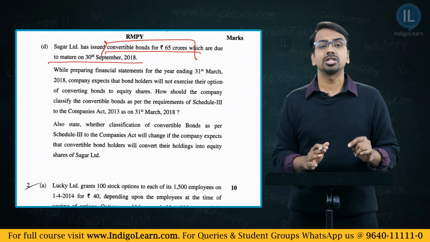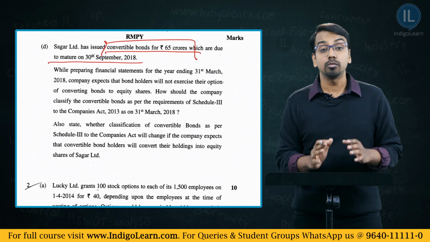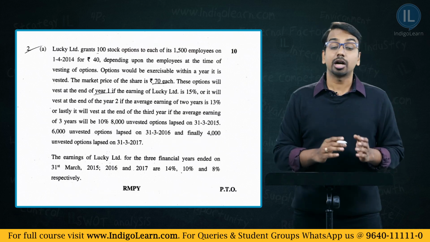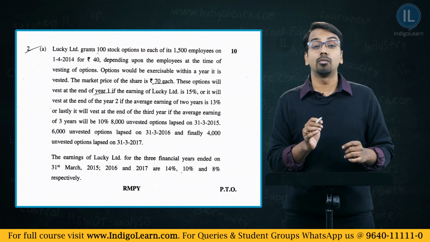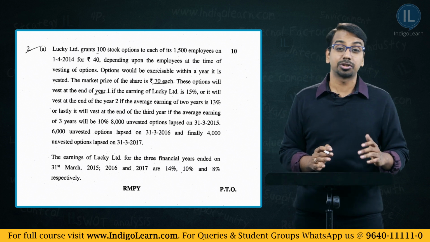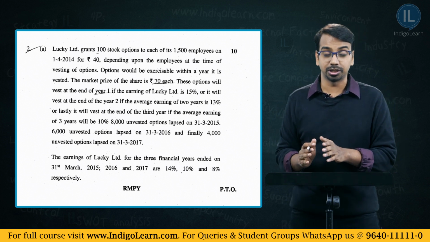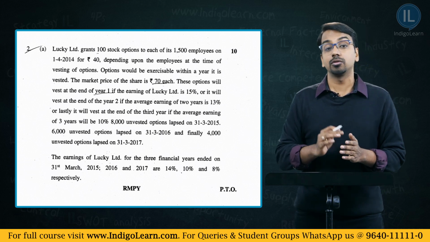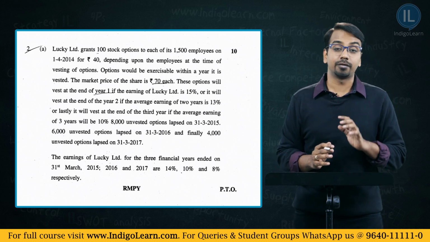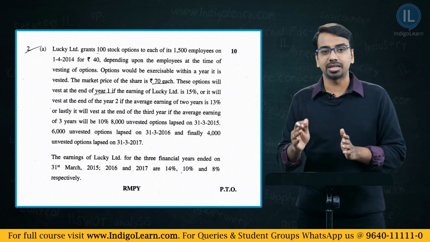So, the first 4 questions were pretty straightforward, and I hope most of you would have done them well. Now, coming to the second question. This question was more or less adapted from an existing question given in the study material, which talks about certain average profits which have to be achieved. If those average profits were achieved, the options would vest. Otherwise, they would vest in the next year or in the third year.